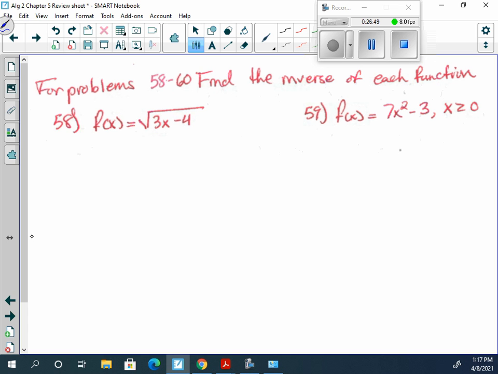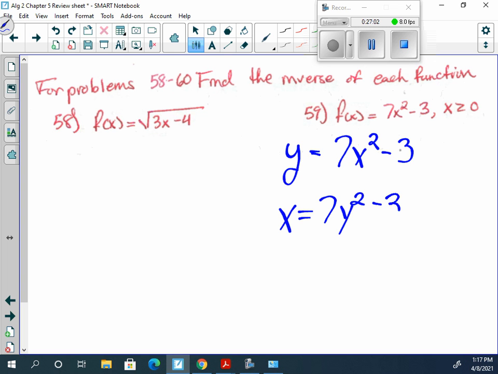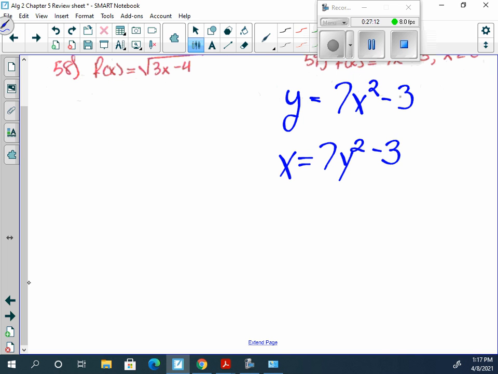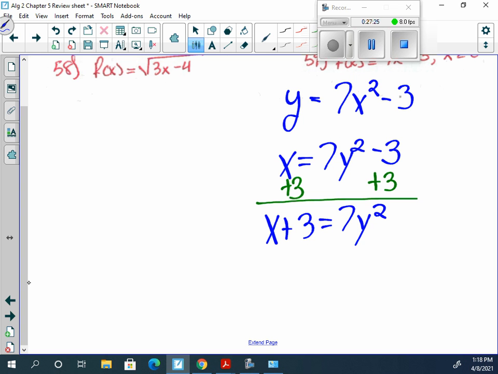59. When we look at this here, the first thing we're going to do is we're going to rewrite f of x as y. After we do that, we're going to switch x and y. And now we're going to solve for the value of y. We're going to get y by itself. So the first thing we can do in getting y by itself would be to add 3 to both sides. When we add 3 to both sides, we'd get x plus 3 is equal to 7y squared.